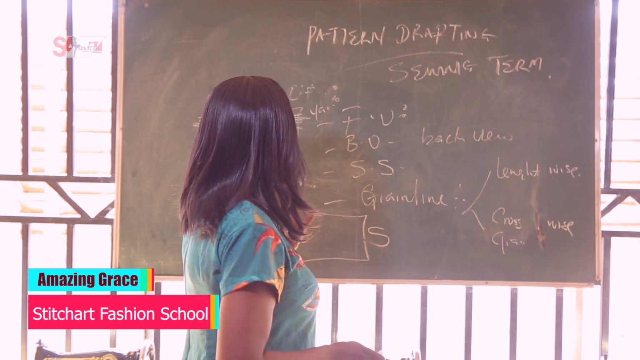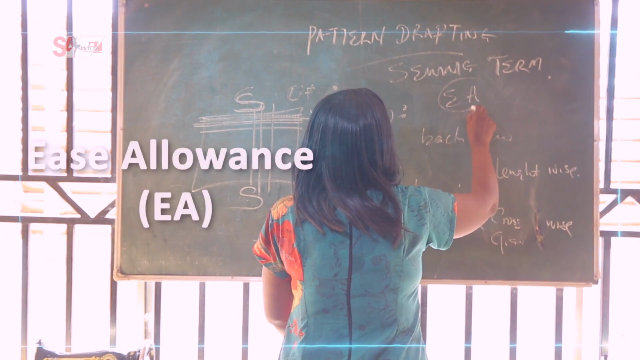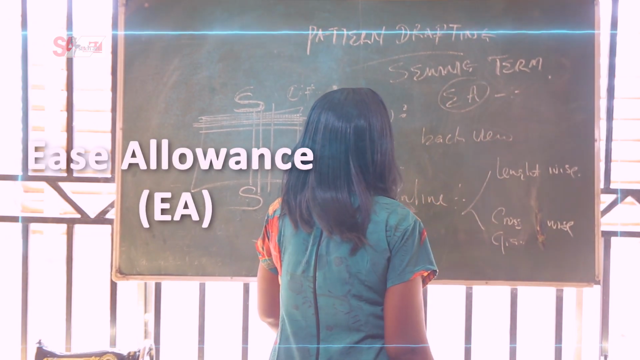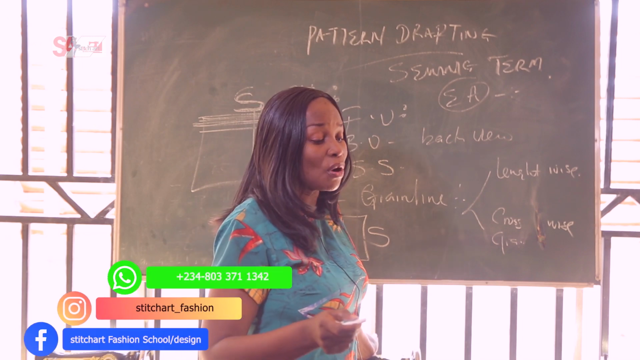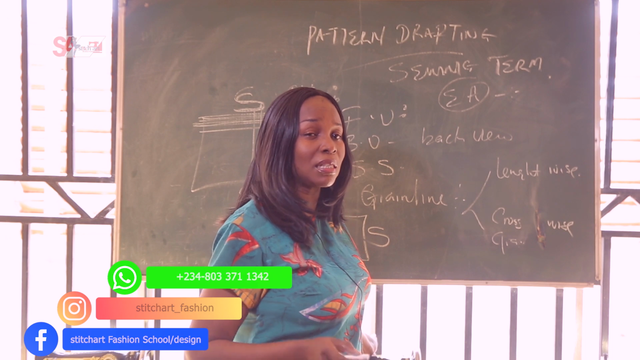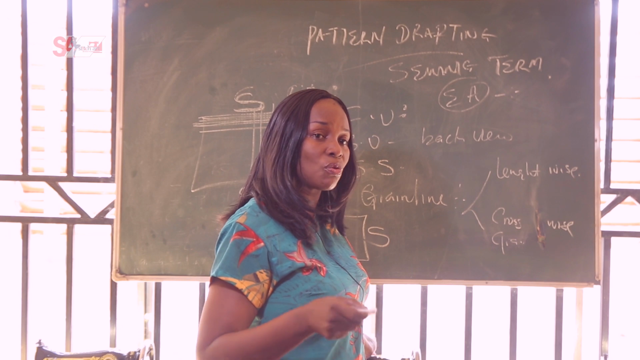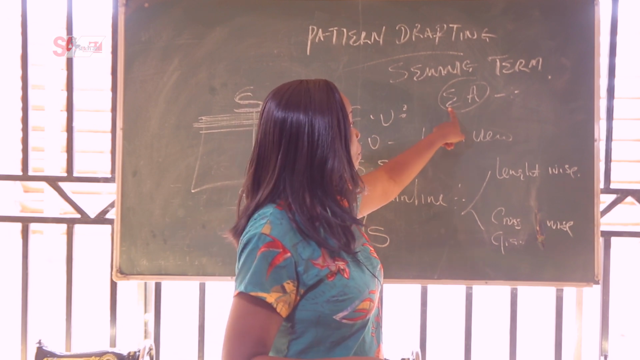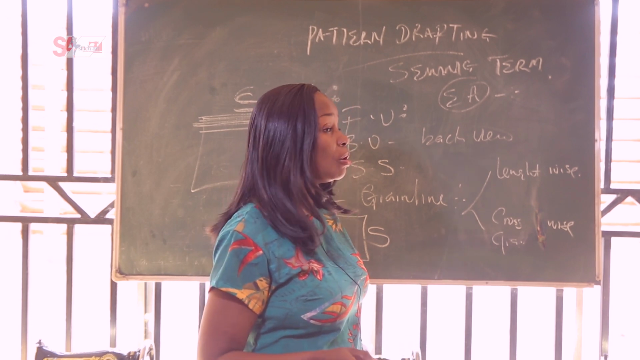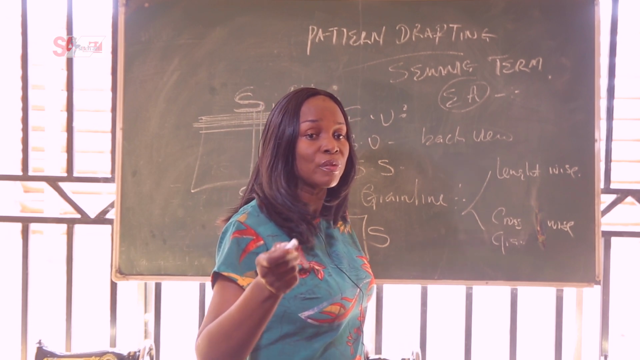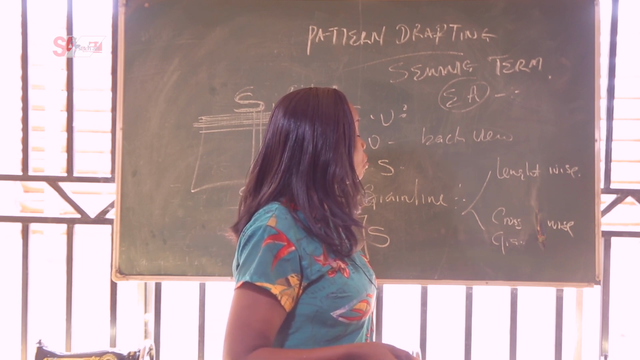Now, another term you need to know is ease allowance. What is ease allowance? Ease allowance is that extra inch or centimeter you add to your actual body measurement that facilitates comfort. So at the end of the day, when you are making your dress, the ease allowance is actually part of the total measurement, the total value you will be using to close down your fabric when sewing.